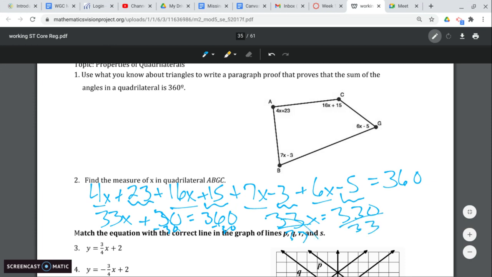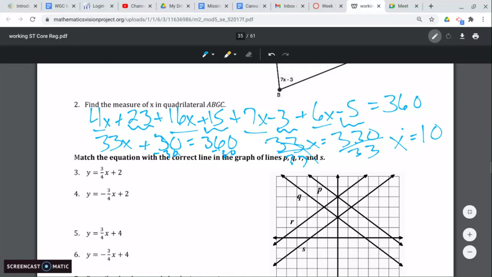So 330 divided by 33 is going to equal 10. So x equals 10. And then we'd be able to plug that back in and find each of the individual angles then. Okay? So this is your answer.